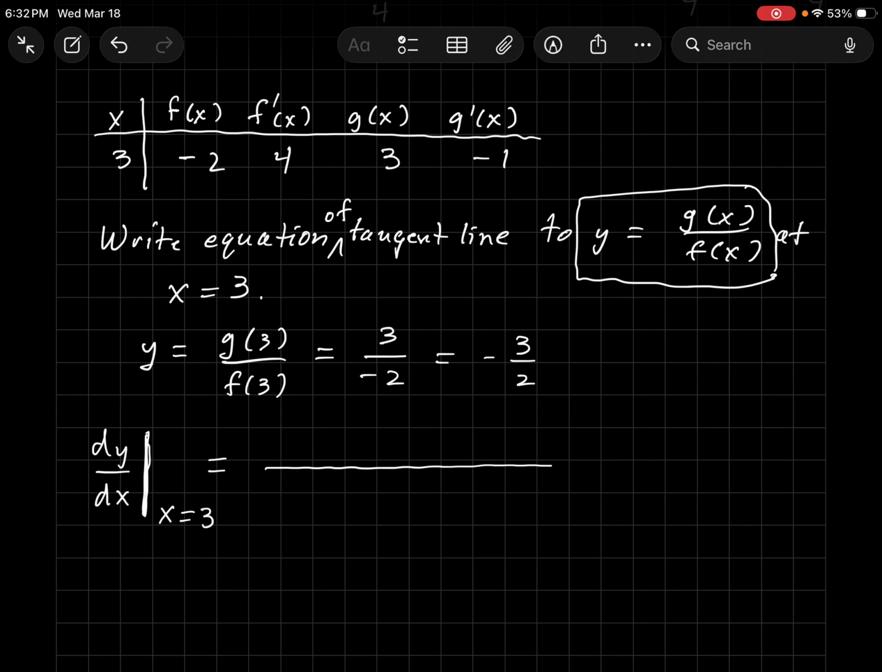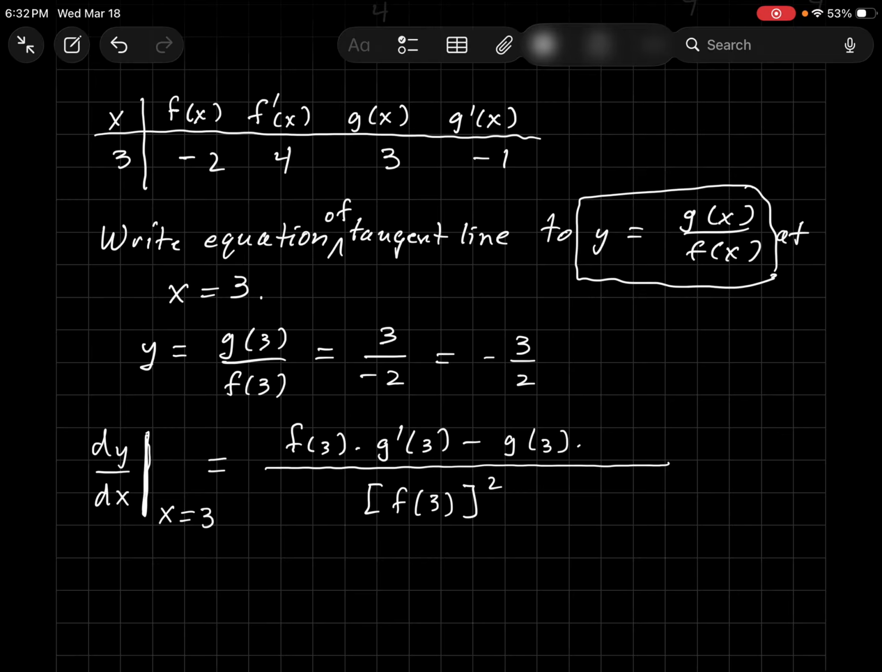And let's get this set up. So the derivative with the quotient rule says, let's start by squaring the bottom, that is the original bottom. So f of x, but f of 3 squared. And then we'll bring the bottom up, so f of 3 times the derivative of the top, g prime of 3, minus, now we'll leave the top alone, so g of 3 times the derivative of the original bottom, f prime, and then at 3.